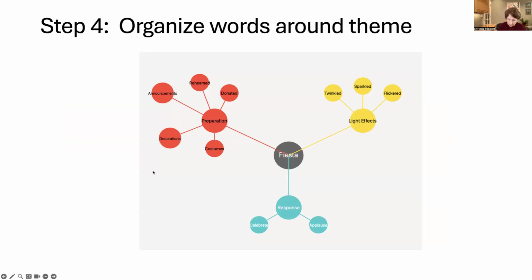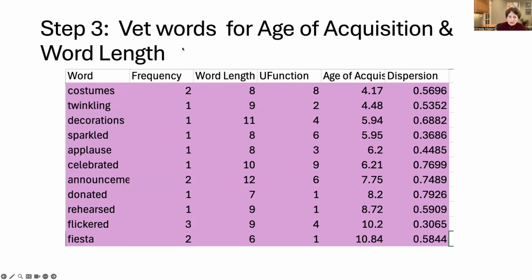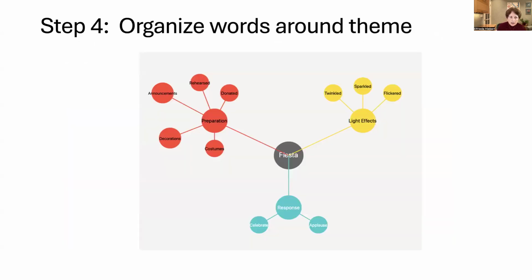When I look at how frequently, so the U function is the frequency with which words appear. The age of acquisition tells us when words appear in children's oral language environments. So it says that twinkling appears at about age 4.5. And dispersion tells us how frequently the words appear across different subject areas. Higher dispersion is something you want because you want words that are actually going to be extended across different contexts.